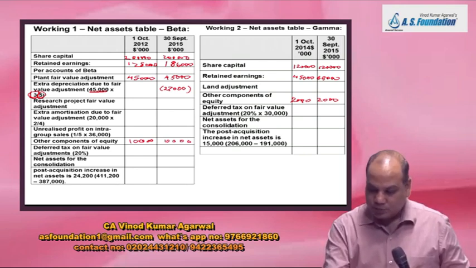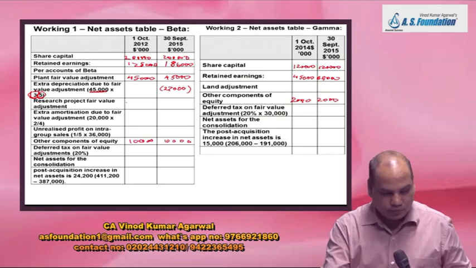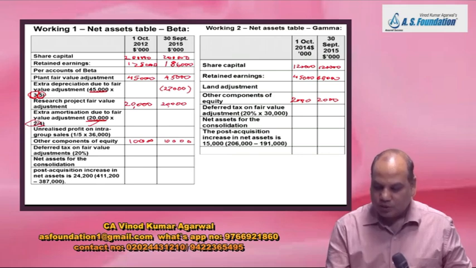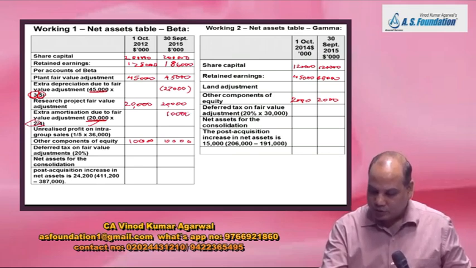So write down here research project fair value adjustment, 20 million. And then amortization in the next line. Amortization will begin from 1st October 2013 when it is available for use. So 20,000 divided by 4 years useful life into 2 completed years. How much? Is it 10,000?